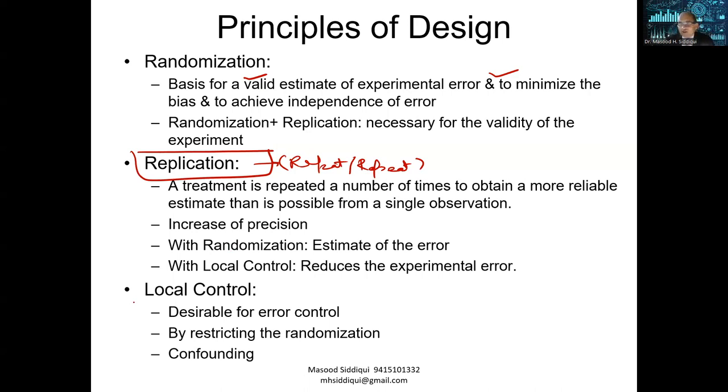The third one is the control of the error, which is known as local control. It is used when error control is desirable. And how is it done? Obviously, if we have to achieve something, we have to sacrifice something. So we restrict the randomization. So far, we have been considering full randomization. Here, we restrict the randomization, and that gives us local control. Confounding is also a method where we can confound more than one factor, so that can be a method to achieve local control, or the control of the error.